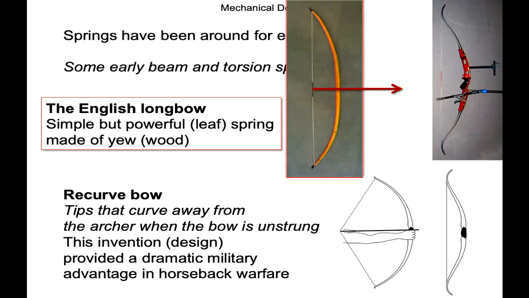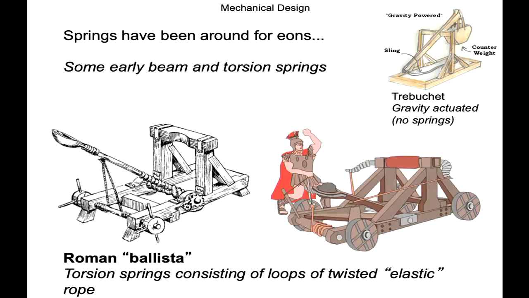Anyway, a few more photos for people who care. The idea of this is, in our terminology, we've got a leaf spring. It's made of some kind of wood, and we make use of that elastic performance property of the wood. And on it goes. These are early examples of beam and torsion springs.